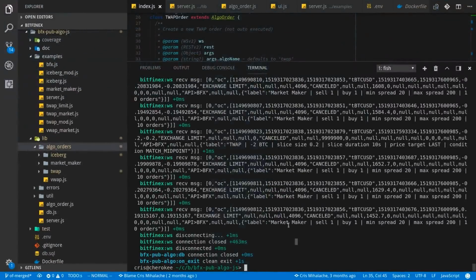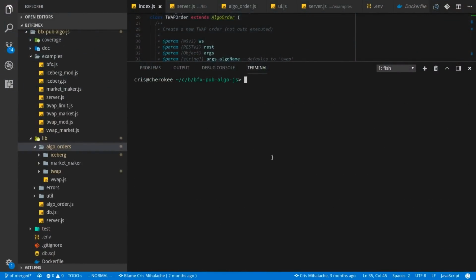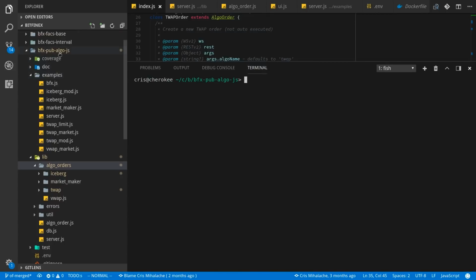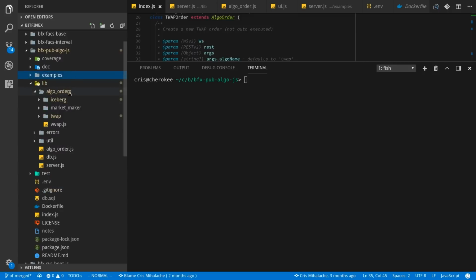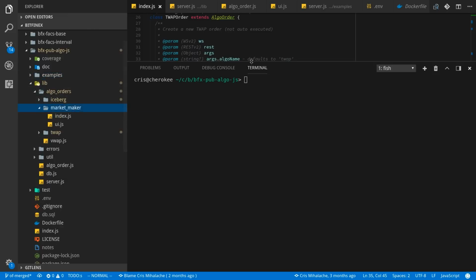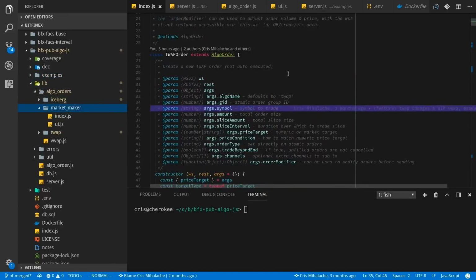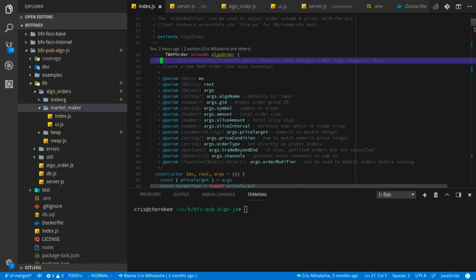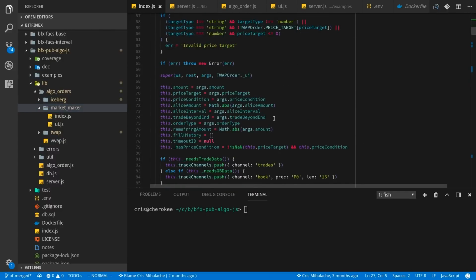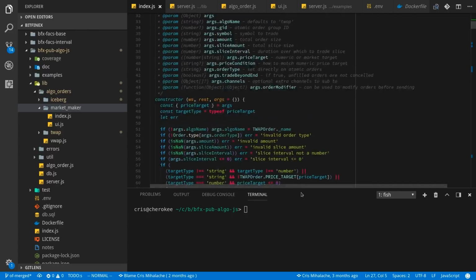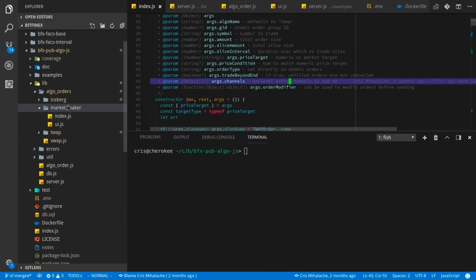So what you see here, and I will clear the screen, this folder here, bfx-pub-algo.js, is our algorithm library itself, and it will be open sourced eventually. And it provides those three order types which you just saw. So TWAP, Market Maker, and Iceberg. And these orders are coded up in JavaScript. I won't go into details. For example, this is the TWAP order. I can provide them upon request if anybody has any questions. But essentially, these are the order types.